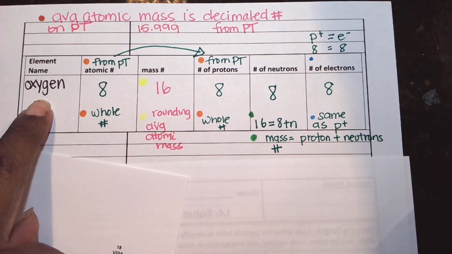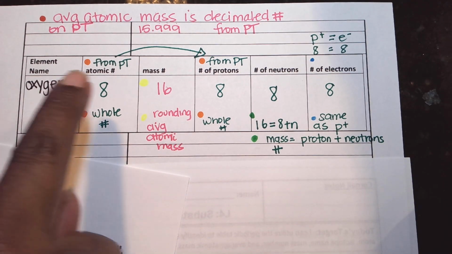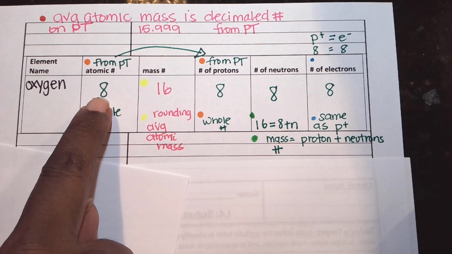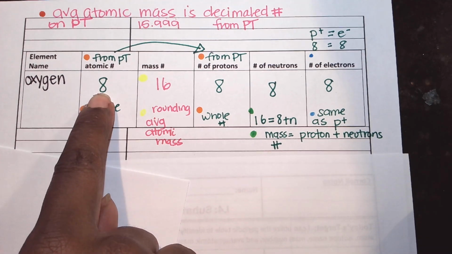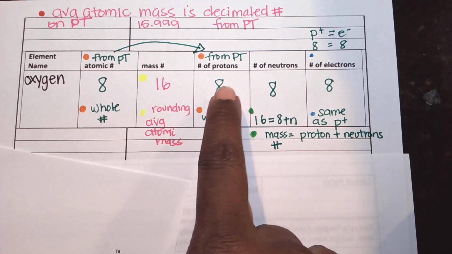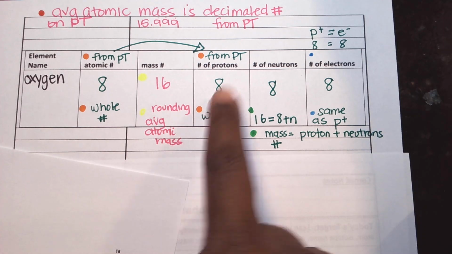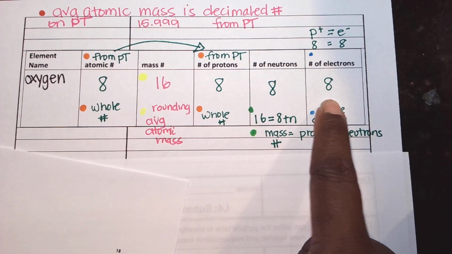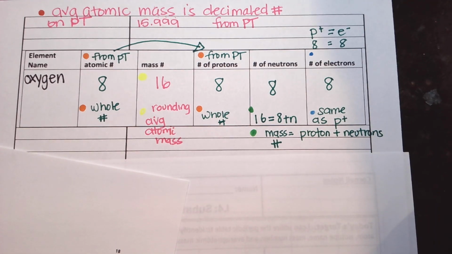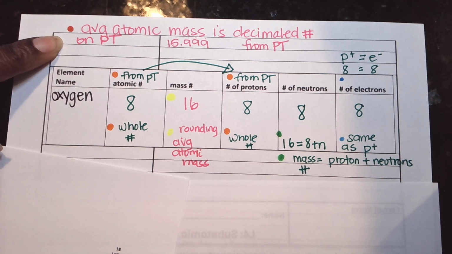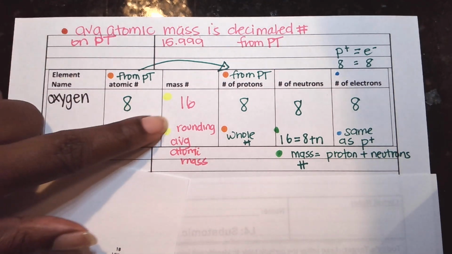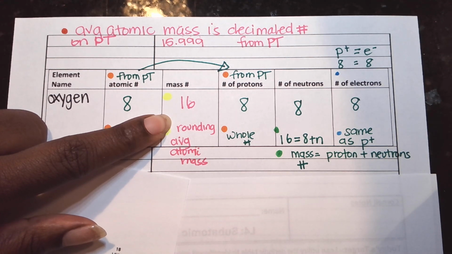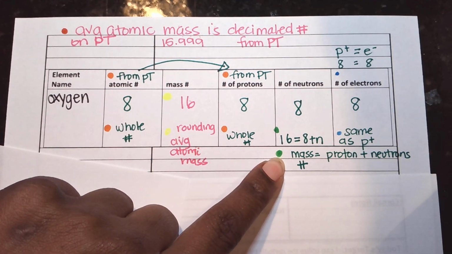So from the element name, you can find the atomic number. You can use the atomic number to figure out the number of protons. The number of protons is equal to the number of electrons. Then you look back at the periodic table to find the average atomic mass. And the average atomic mass is the mass number. And then the mass number can be used in this equation in order to figure out the number of neutrons.